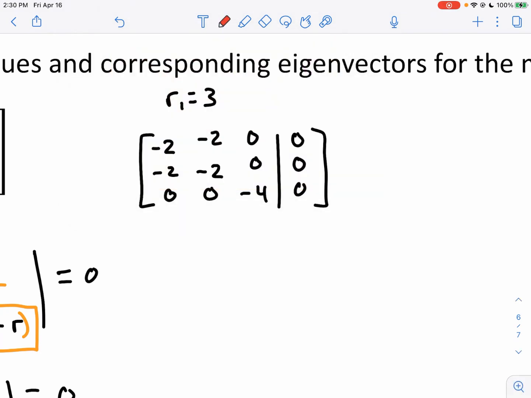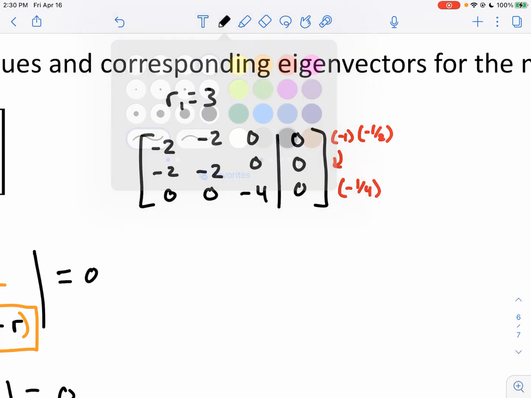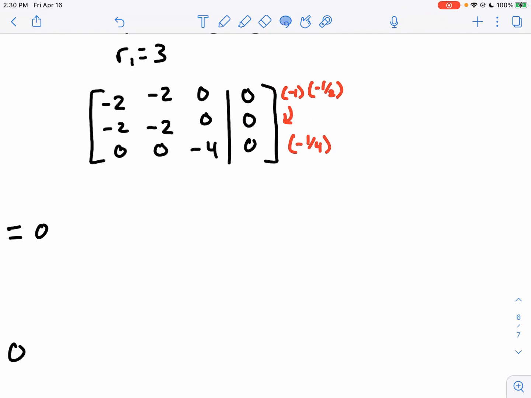So I'm going to use, notice the first and second rows are the same. So I'm going to do -1 times row 1 and add it to row 2. That will zero out row 2. And also I'm going to multiply row 1 by -0.5. And I'm going to multiply row 4 by -1/4. So I'm going to do several things here in one step. Okay, let's do this row operation first.